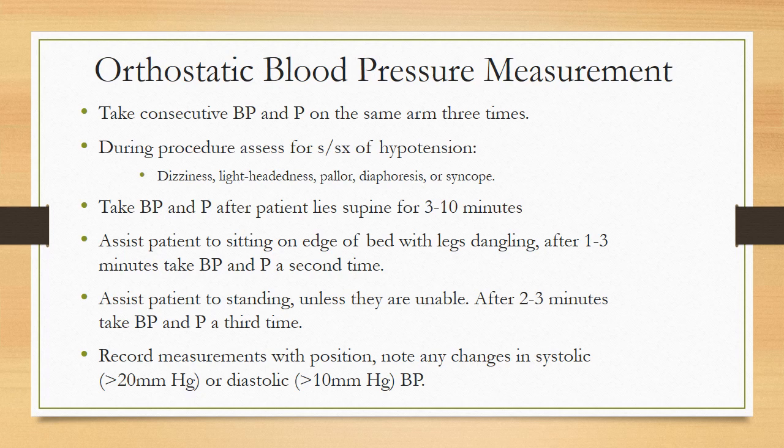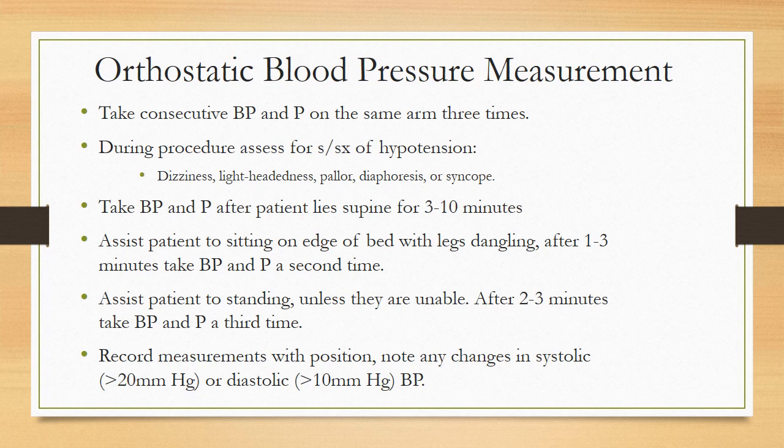Taking an orthostatic blood pressure measurement is a specific procedure where you take a consecutive blood pressure and pulse on the same arm 3 times, and it's used to assess for hypotension that happens when the patient stands up. So you're going to make sure that while you're doing this, you're checking the patient for any dizziness, lightheadedness, they may become pale or start sweating, and then certainly you're going to want to be aware if they have a history of passing out while this is done, syncope.